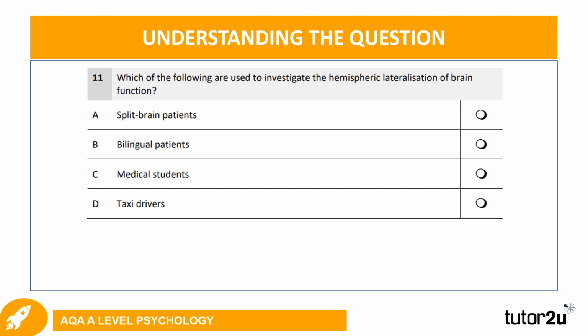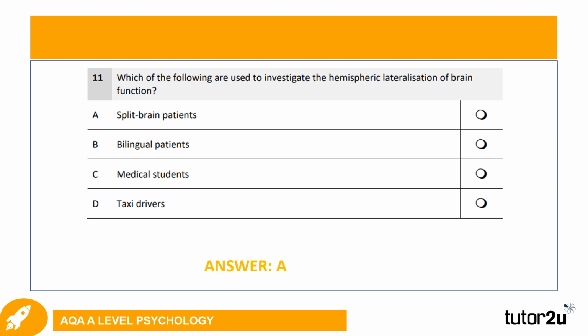Question number 11. Which of the following are used to investigate the hemispheric lateralization of brain function? Is it A, split brain patients, B, bilingual patients, C, medical students, or D, taxi drivers? So which of the following are used to investigate the hemispheric lateralization of brain function? Well done if you identified A, split brain patients, as being the correct answer for this one.